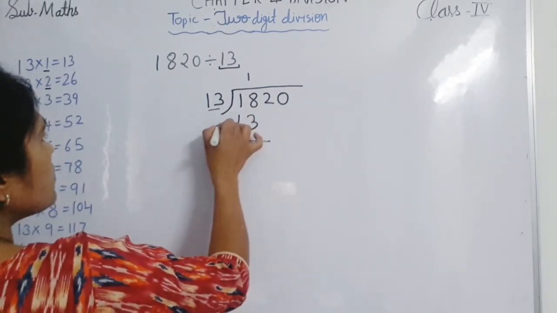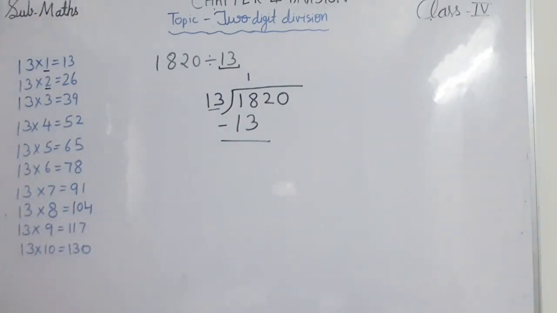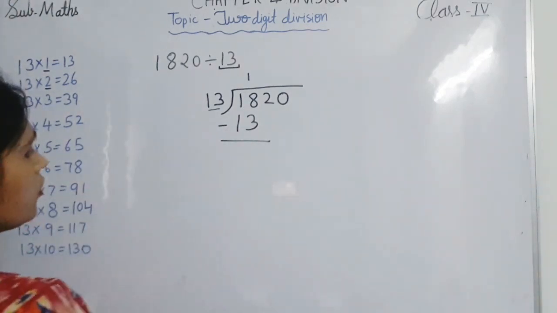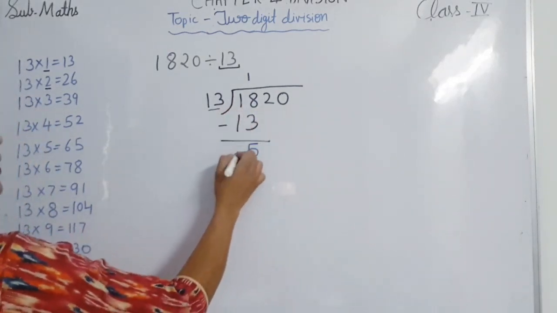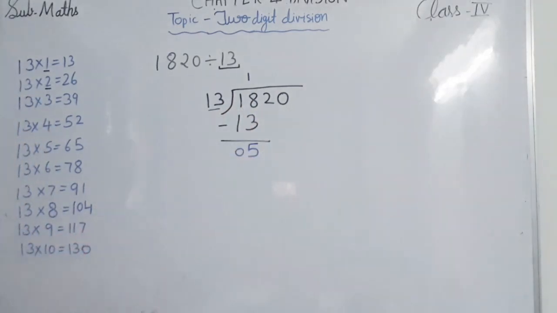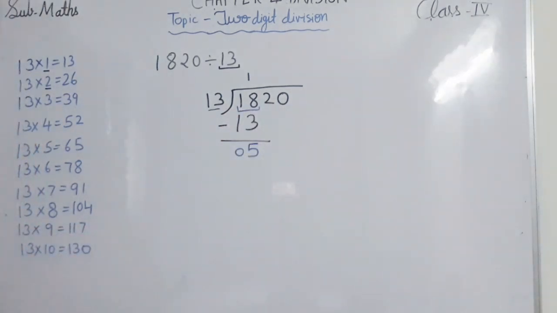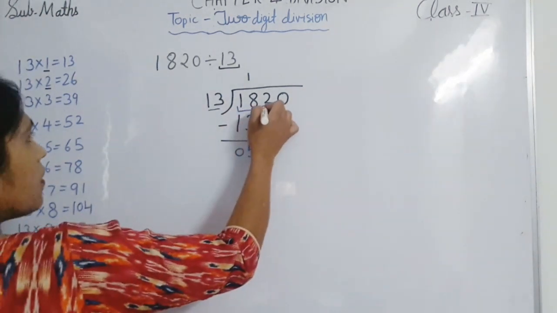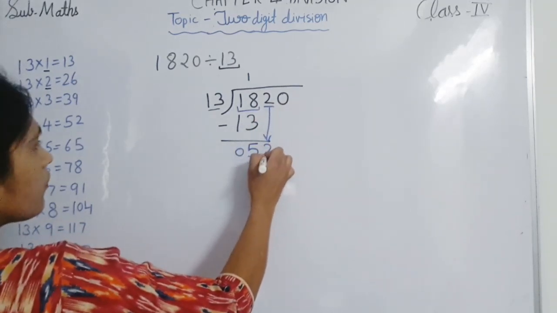Now next we need to subtract. So 8 minus 3, how much will you get? You will get 5. And 1 minus 1 is 0. So only 5 remains. Till here we have divided it, so we will take the next number. What is the next number? 2. I am taking 2 here.